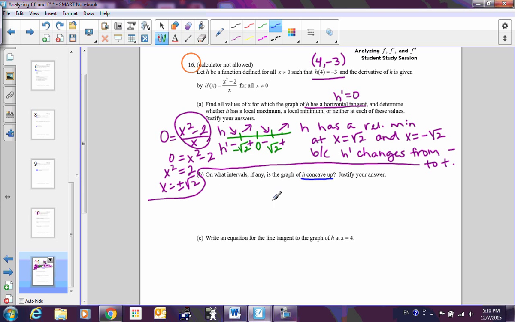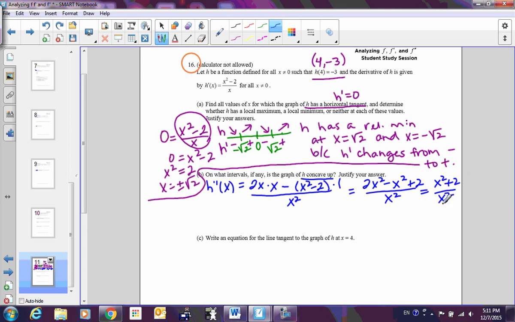All right, let's look at part B. Where is h concave up? We need to do the second derivative here. So this means we need to do quotient rule: derivative of the top times the bottom minus the top times derivative of the bottom, over the bottom squared. So this becomes 2x squared minus (x squared plus 2), and you've got to distribute that negative, over x squared.